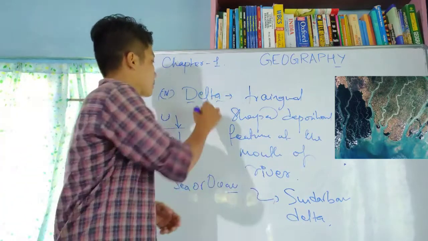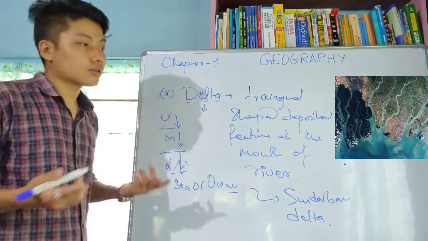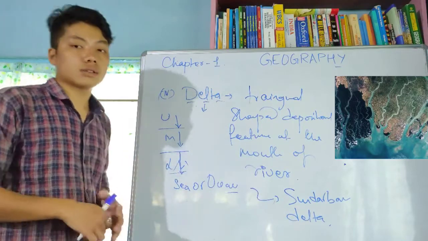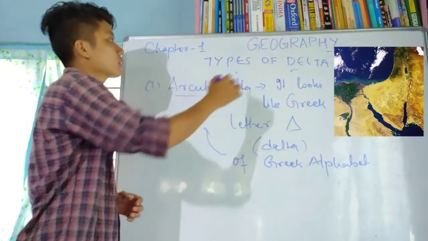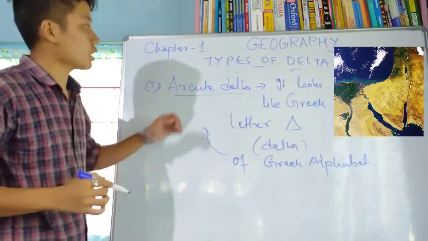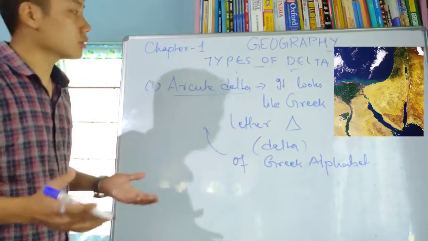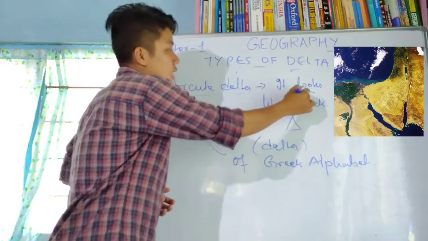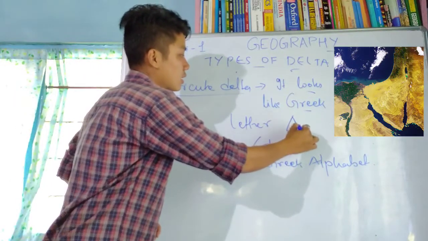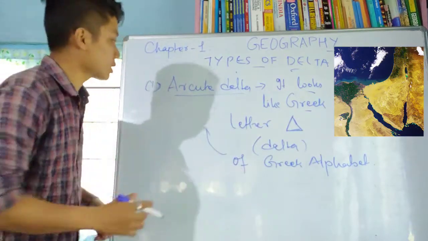There are different types of delta: Arcuate Delta, Birdfoot Delta, and Cuspate Delta. The first two are important. Let's discuss them. Number one is Arcuate Delta. What is an Arcuate Delta? It is a depositional feature in the lower course of a river. It looks like a Greek letter, a triangular shaped Greek letter. It's known as delta, from the Greek alphabet.